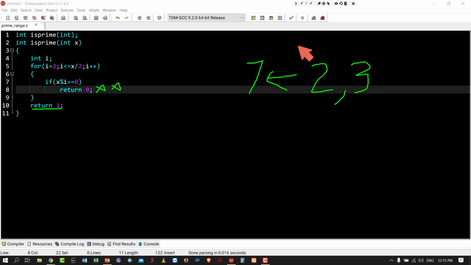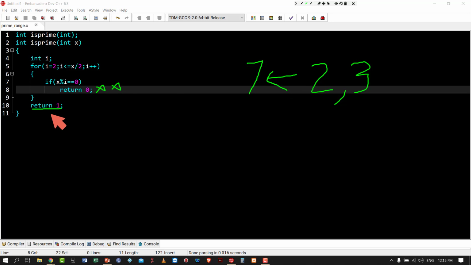So when input is 7, what is returned? What's your name? Mayank. So when the input is 7, what's the value returned by the function? 1. 1 means? Prime or not prime? Prime. So 7 is prime. That's why it returned 1.